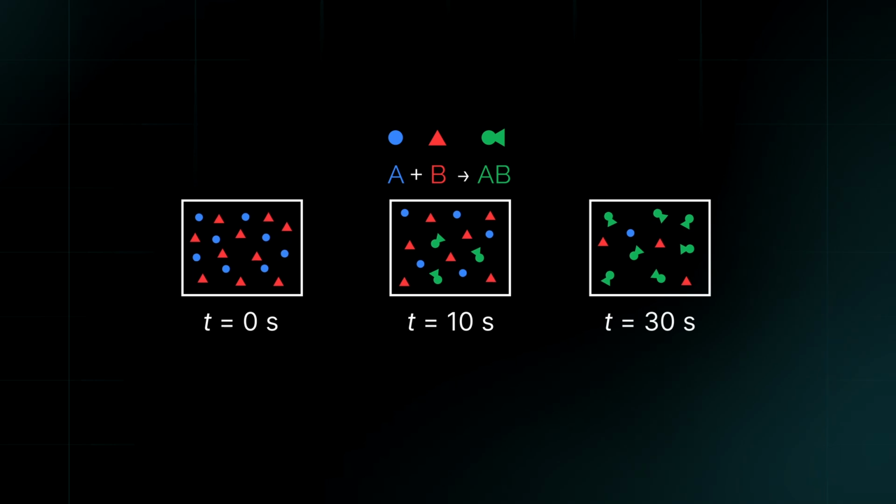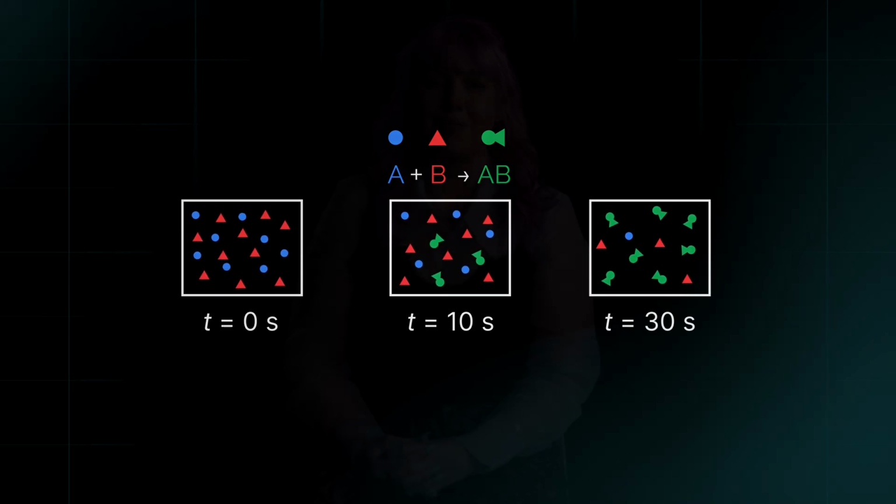So what is changing here? It is the amount of reactants and products. The amount of A and B is decreasing with time, while the amount of AB is increasing. We typically express the amount of the reactants and products as their concentration. How many A's and B's do we have in a certain unit of volume? How can we determine the speed or rate of this reaction?